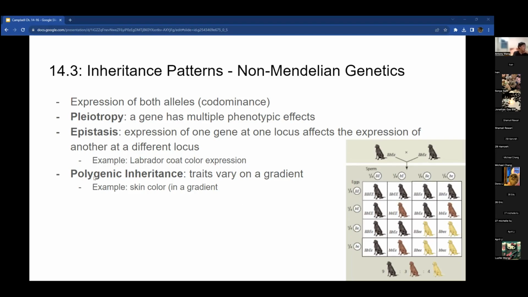All right. And polygenic inheritance is where traits vary on a gradient. This basically means that a single trait is affected by many different genes. For example, your skin color, there's no one allele that affects skin color, but a lot of genes. I would even go so far as to say most traits are polygenic. My apologies. Questions?